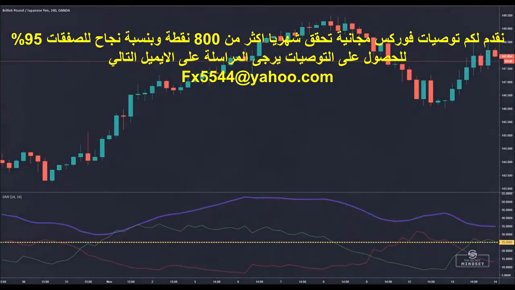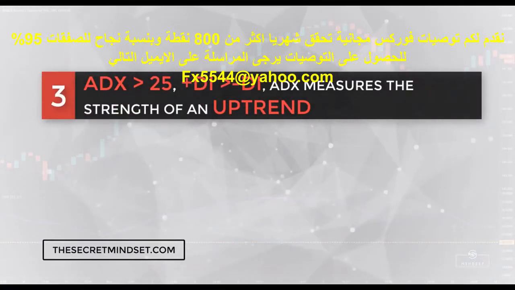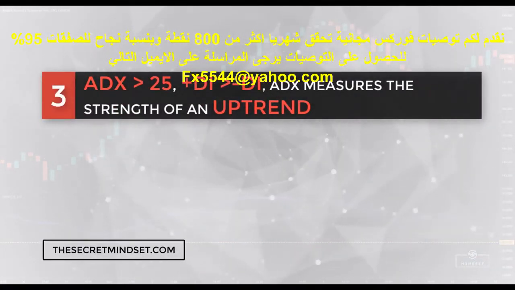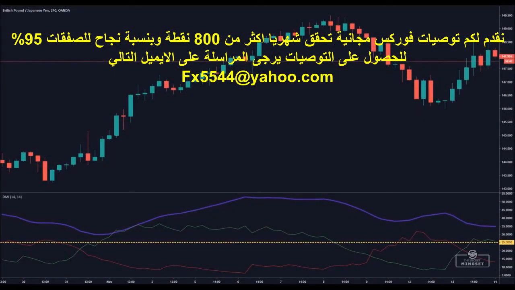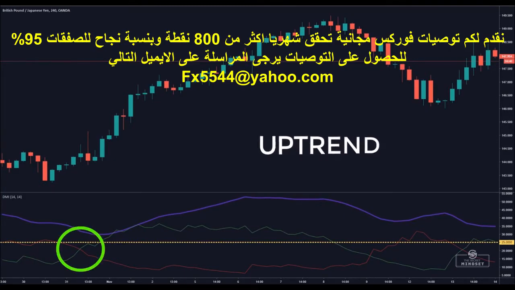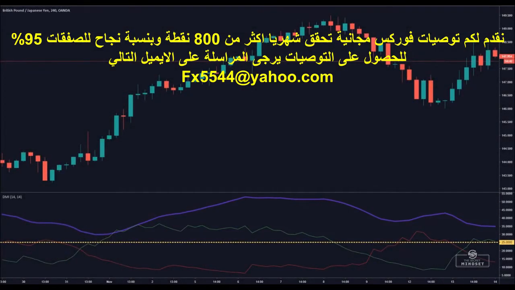When the ADX is above 25 and the positive directional movement indicator is above the negative directional movement indicator, the ADX measures the strength of an uptrend. Here's an uptrend on the pound-yen pair. Observe the crossover between the two directional movement indicators as the ADX line is well above the 25 level. This resulted in an excellent bullish move.